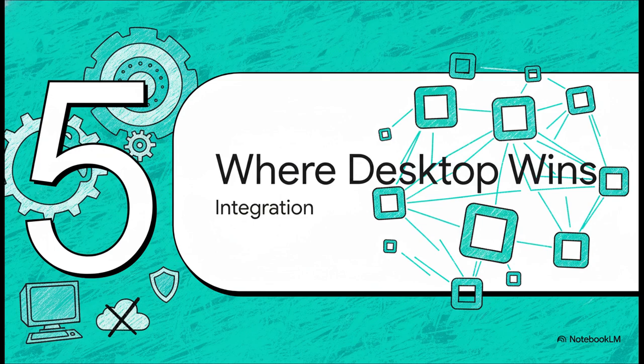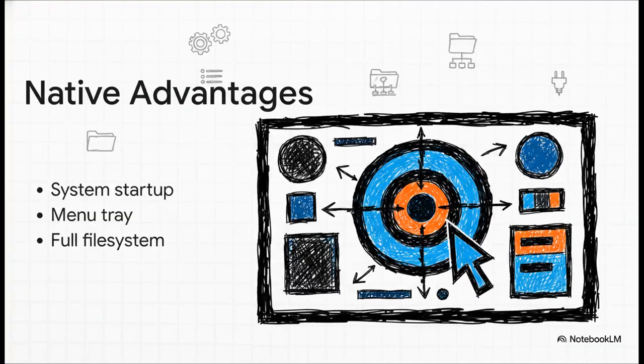Now, let's be objective here. Section 5, where desktop still wins. To be completely fair, native apps do still hold some ground. They're currently better at running automatically right at system startup. They're better at living persistently in your menu bar or system tray, and they can access the entire file system transparently without making the user click a folder first. But, and this is a big but, it's essential to understand that these are mostly just integration conveniences. They aren't core computing capabilities.